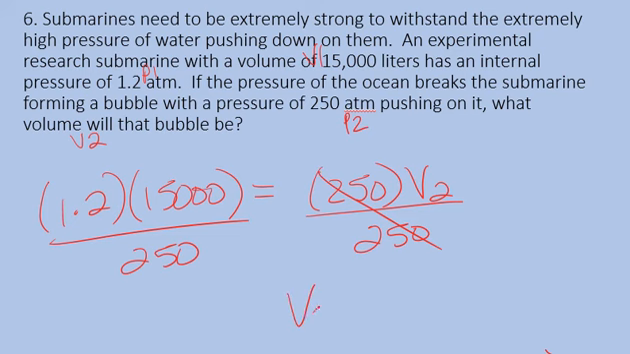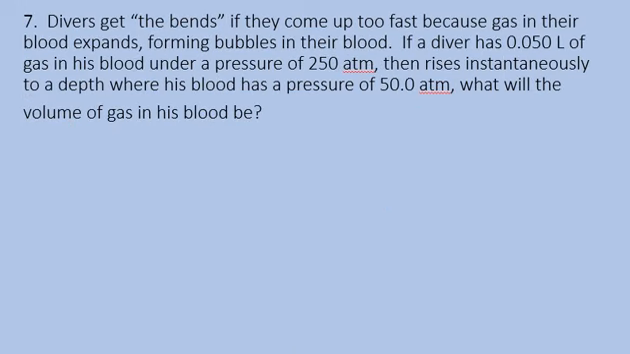All right, the second volume is going to be 72, and then the unit was liters, so this is liters. So there it is. Next one: divers get the bends if they come up too fast because gas in their blood expands, forming bubbles in their blood.